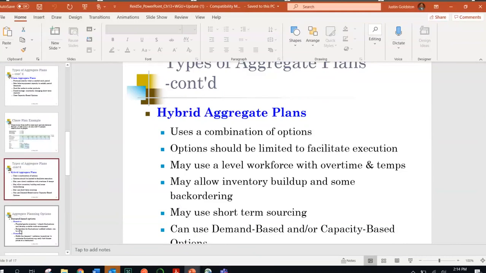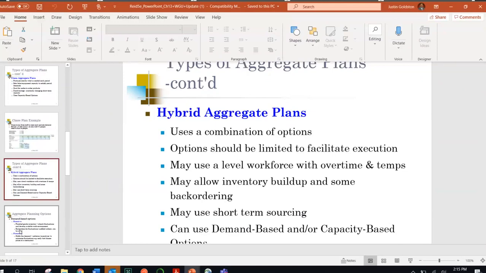So the last strategy is a hybrid strategy. So it's going to be a combination of the level strategy as well as the chase strategy. And the best way in which I can describe this is that I establish my baseline. So I establish my baseline of nurses, my 15 nurses. And then as my demand comes to fruition, I then adjust. So then I have my baseline of nurses, and then I send nurses home. I have nurses on call and I bring them in. Okay. The same thing can hold true for inventory.